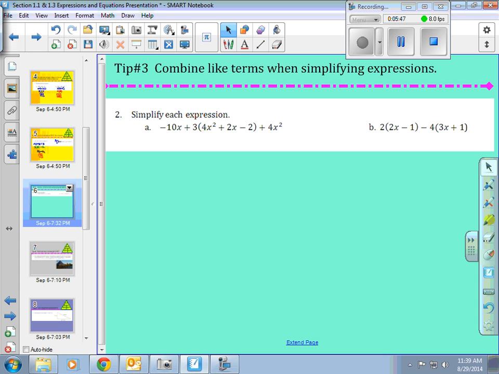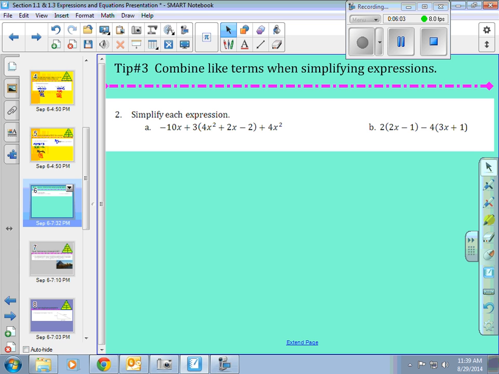Okay, now we're going to move on to a different type of example. This one does not say evaluate, it says simplify each expression. So the difference here is there are going to be variables, so you just need to make sure you combine your like terms, still following the order of operations.